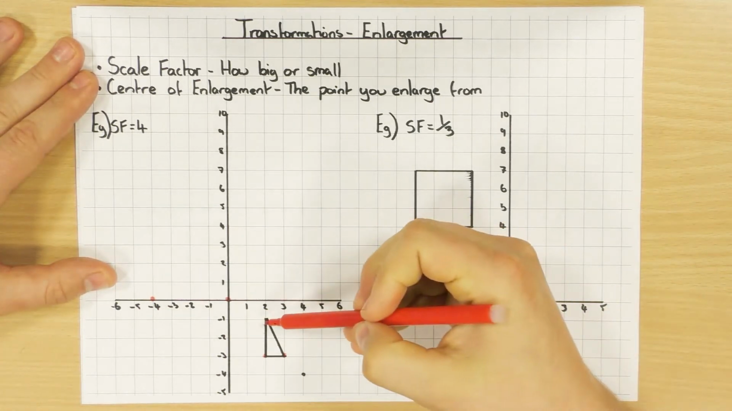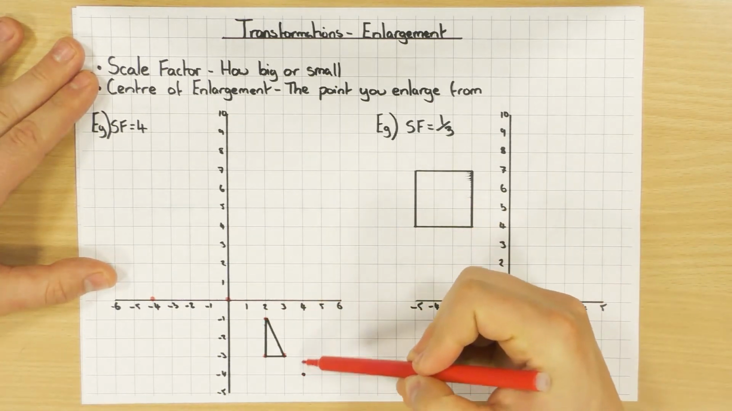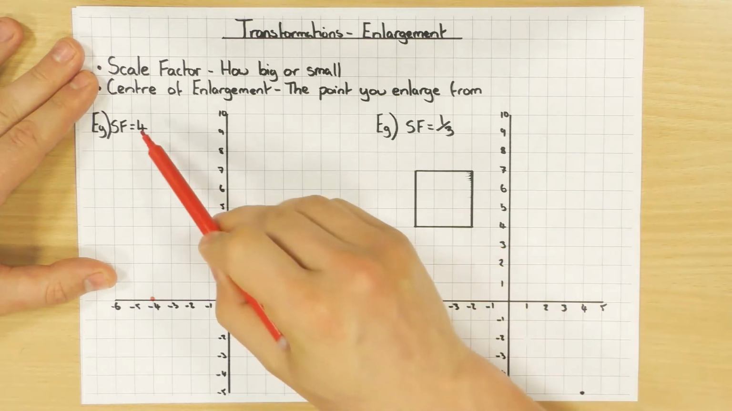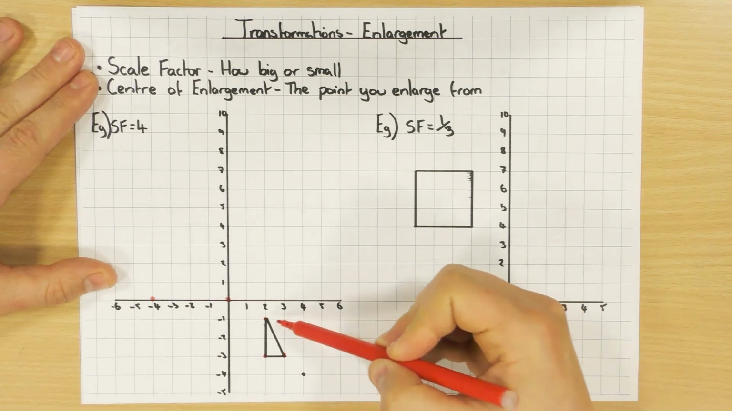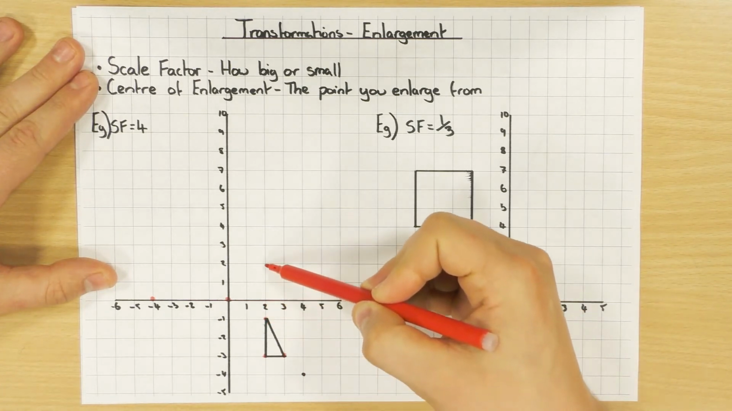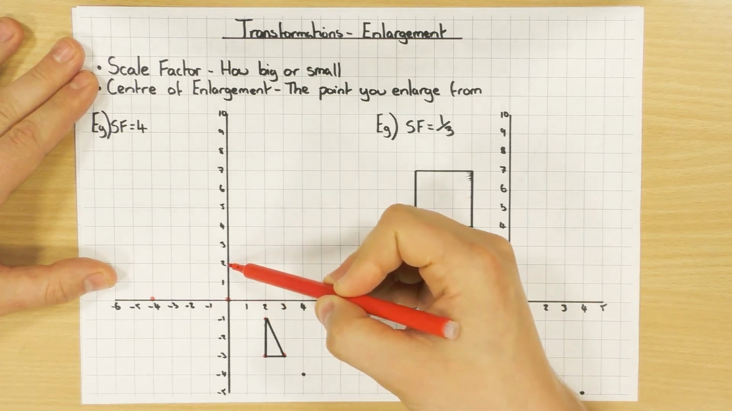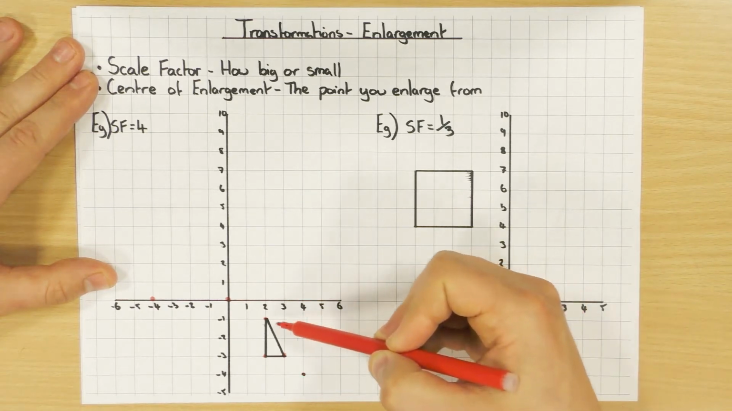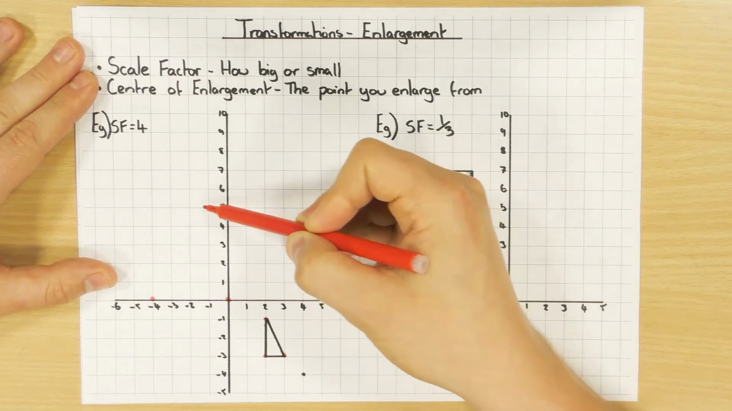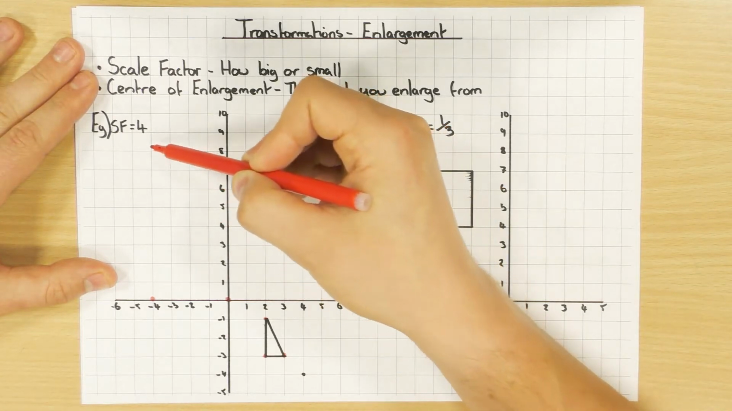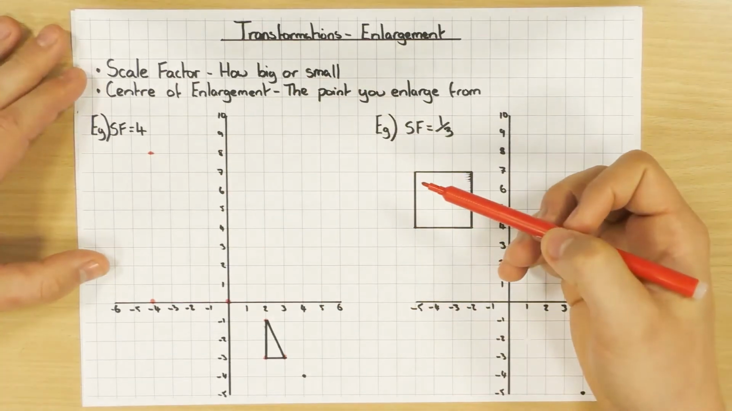And last point to do is the top one. So I go up 3 and across 2. Do it 4 times, starting from the center of enlargement. So across 3, up 2, across 3, up 2. Oh, sorry, what am I talking about? Up 3, across 2, up 3, across 2, up 3, across 2, up 3, across 2. So that point goes there.